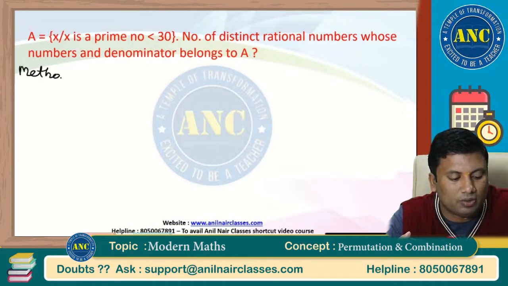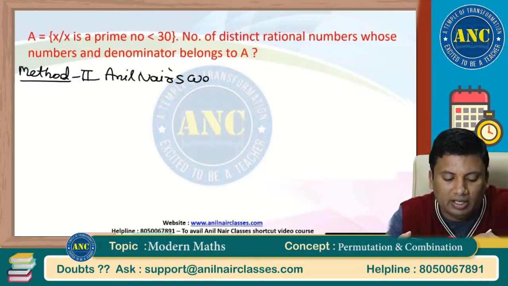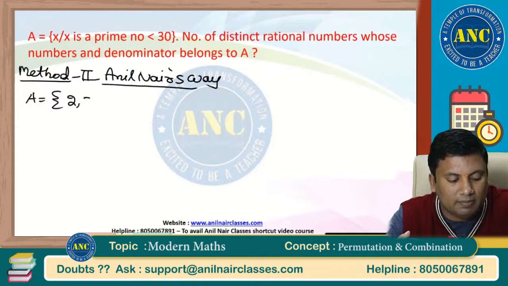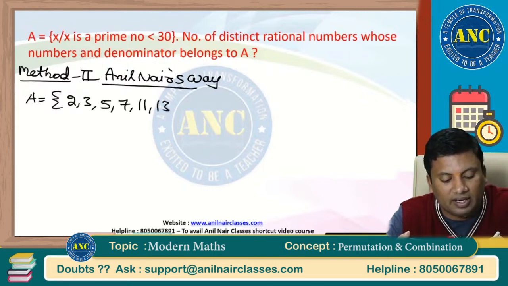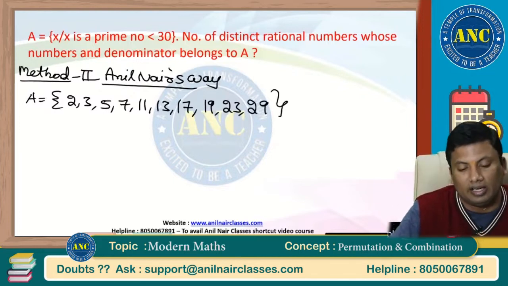Method number 2, Anil Nair's method. How I solve the question is, for me, reading the question, half the problem is done. A is equivalent to x such that x is a prime number less than 30: 2, 3, 5, 7, 11, 13, 17, 19, 23, 29. There are 10 prime numbers.